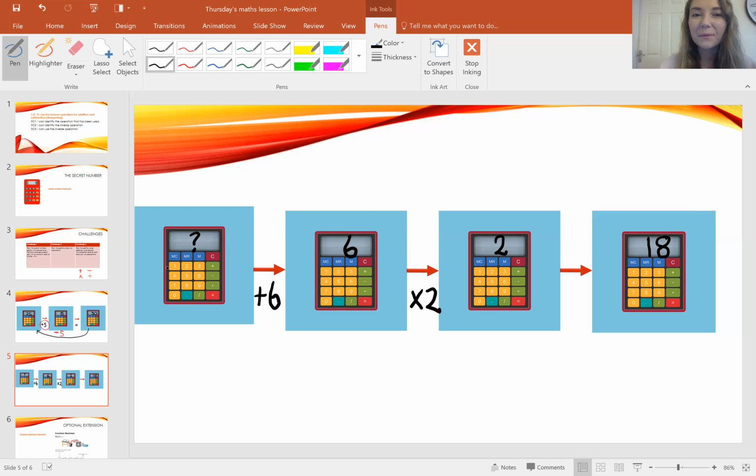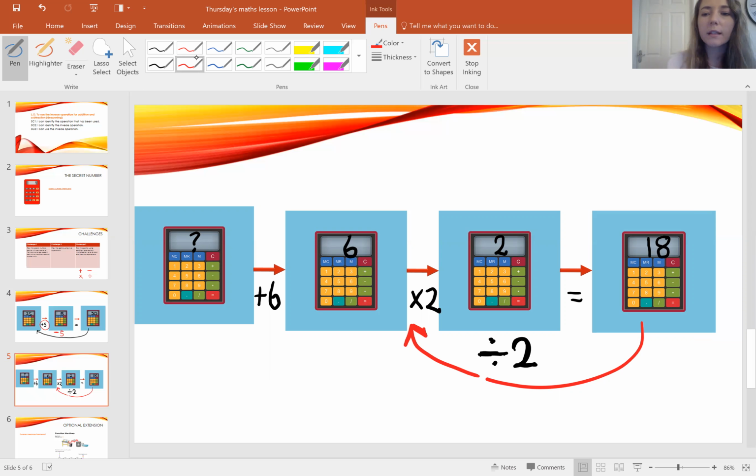Have you done that? Well done. So remember, we need to reverse each step. So I'll reverse this step first. So 18, we timesed by 2 to get to 18. So we need to do the inverse of multiplication, which is division. So this time we're going to divide by 2, which is the same as halving a number. So half of 18, or 18 divided by 2, we know is 9.